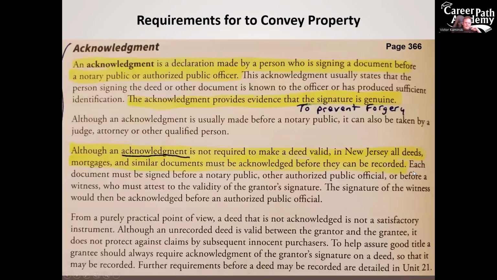So let's highlight what an acknowledgement is. It's to prevent forgeries. An acknowledgement is a declaration made by a person signing a document before a notary public or authorized public officer. The acknowledgement provides evidence that the signature is genuine to prevent forgeries. Although an acknowledgement is not required to make a deed valid, in New Jersey, all deeds, mortgages, and similar documents must be acknowledged before they can be recorded.